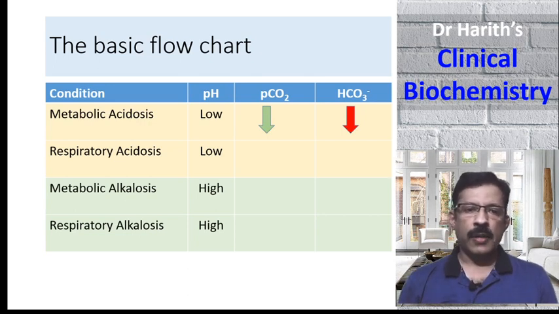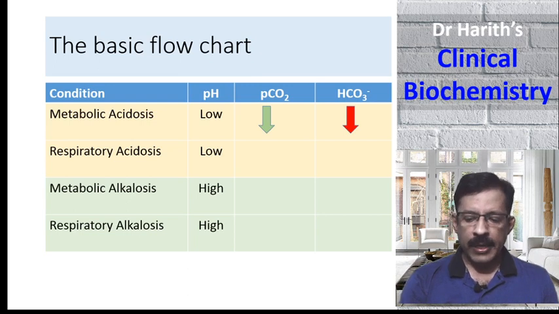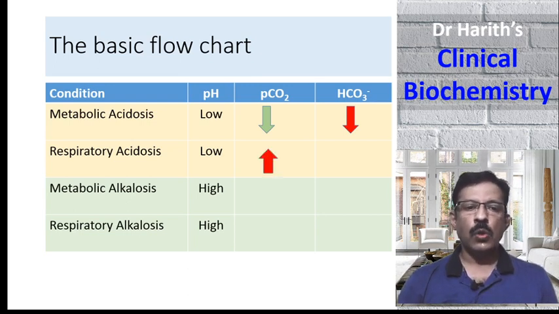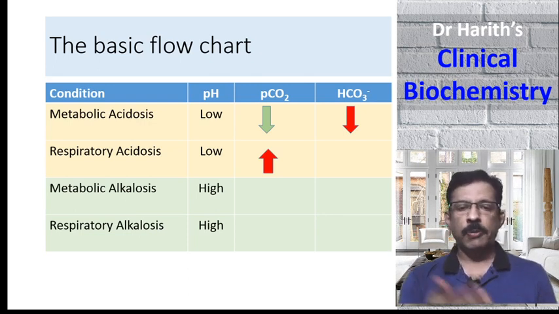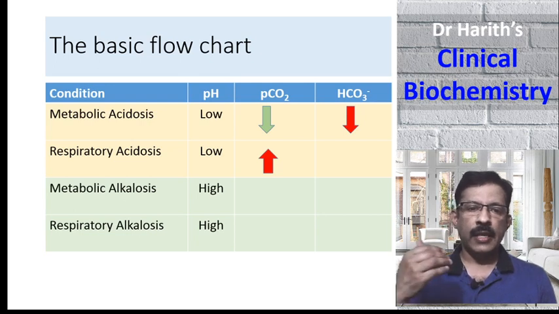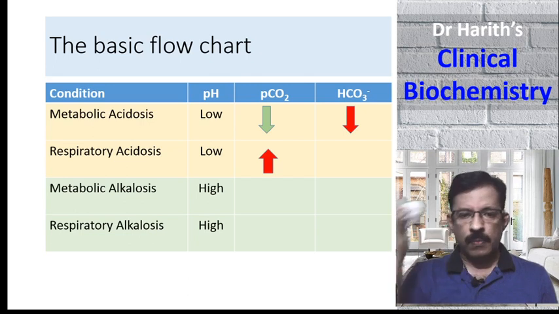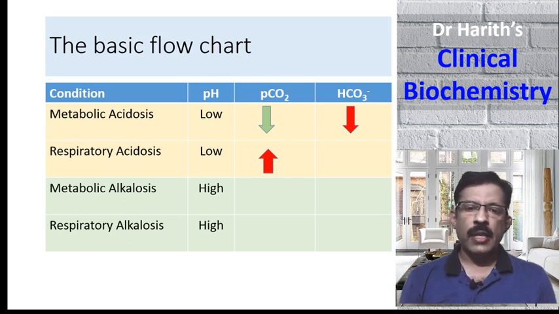In respiratory acidosis, the primary event is that the body is not expelling all the carbon dioxide, so the PCO2 levels are increasing. In respiratory acidosis, the primary event is a gain in PCO2. Because the PCO2 is increased, the kidney will try to reclaim all the bicarbonate to neutralize the acid. So as a compensatory mechanism, you will find that the bicarbonate is high.